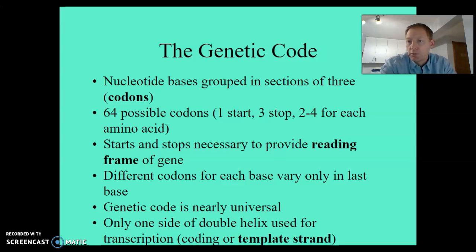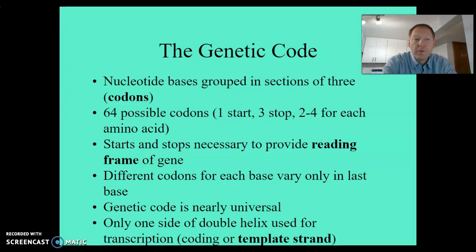It provides what's called a reading frame. So you can actually know, okay, we start here, read 3 letters at a time, 3, 3, 3, 3, 3, and then, okay, stop here. That's the end of the gene. And many of the codons actually only vary on their last base. So what that means is that there are some codons where the first 2 letters are all you need, because it doesn't matter what the 3rd letter is, it's always going to end up coding for the same thing.